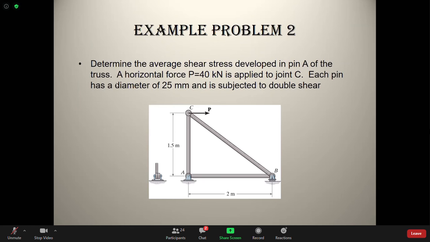And he wants you to find the shear stress in pin A only. The construction is also shown. It's written double shear, and it is shown also that it is in double shear. So we are going to find the shearing stress in pin A, which is in double shear. Everybody good? Let's do that.